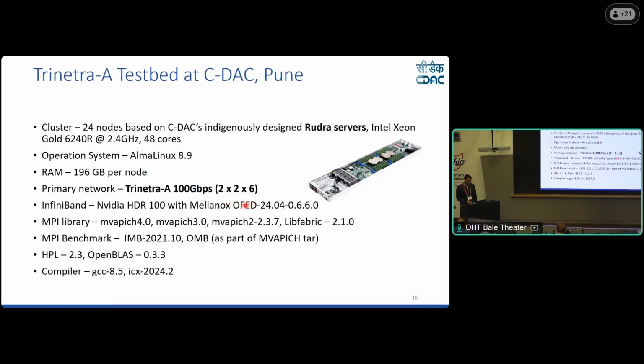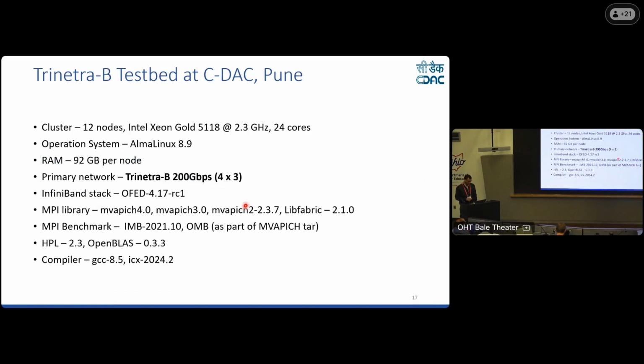The next testbed is for Trinetra B. It is a 12 node cluster, using a 2D topology of 4x3. We have tried all these benchmarks and applications on these two clusters.